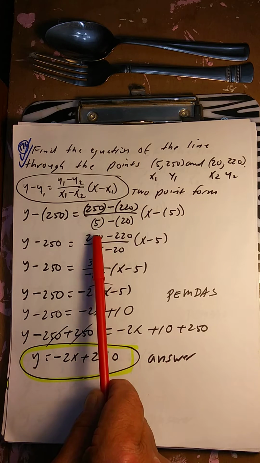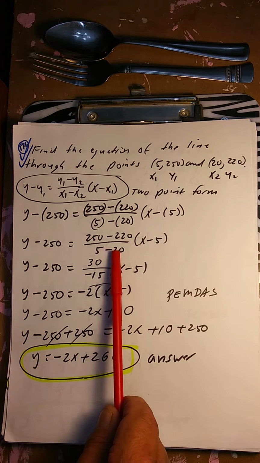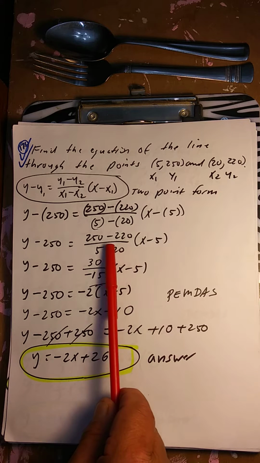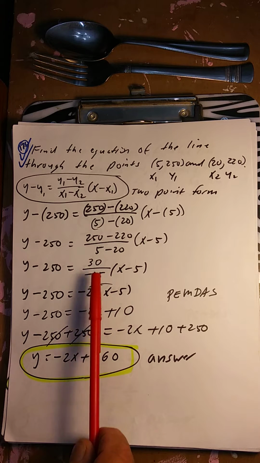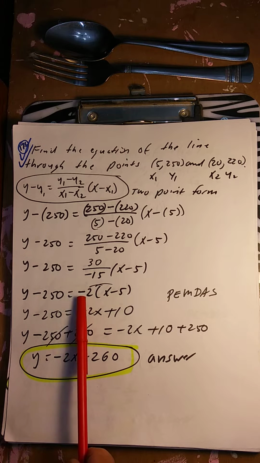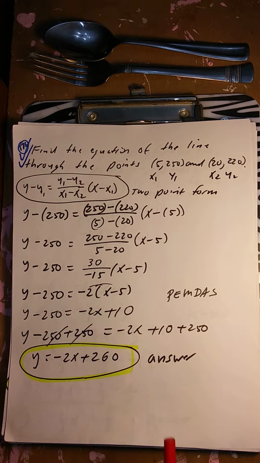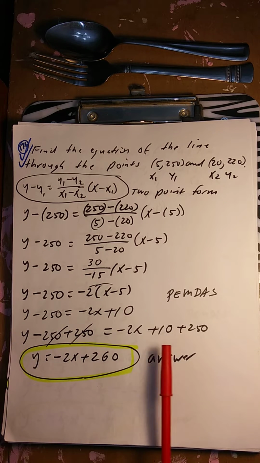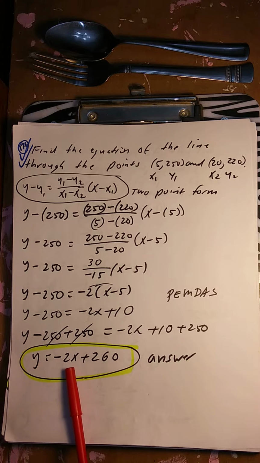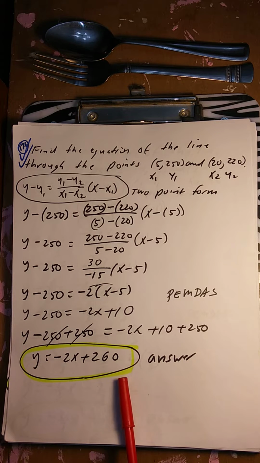So, this is going to be 250 minus 220 over 5 minus 20, and this is going to be x minus 5. This is going to be 30 over negative 15. Divide these two numbers, it's going to be negative 2. So now, negative 2 times x is negative 2x. Negative times negative is positive. So now, we still need to add 250 to both sides. Plus 250, plus 250, and guess what? y equals negative 2x plus 260 is the final answer.